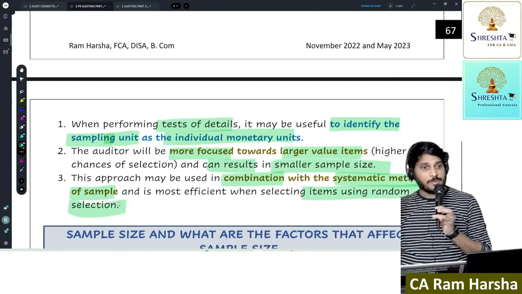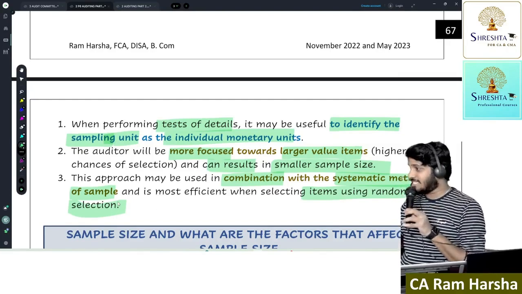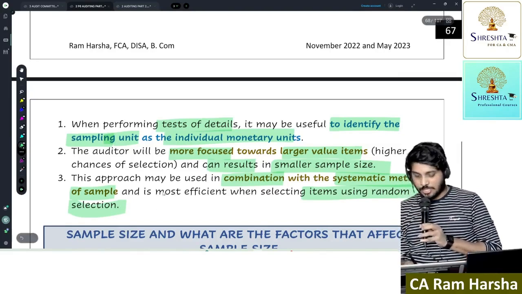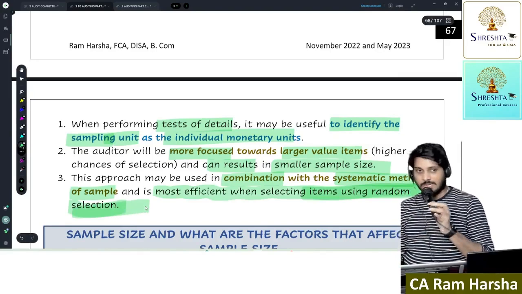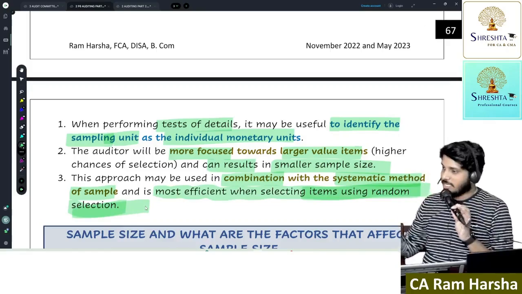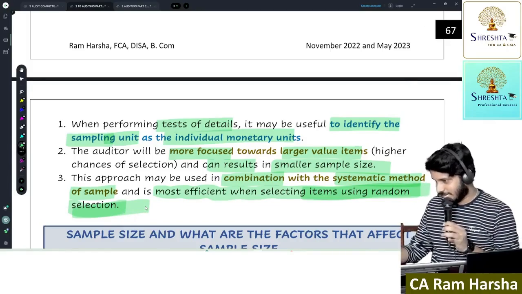Value weighted selection we apply with random selection. We don't go with systematic selection, which is most popular. That's what is most efficient when using which method? Random method. That's it. Getting it?